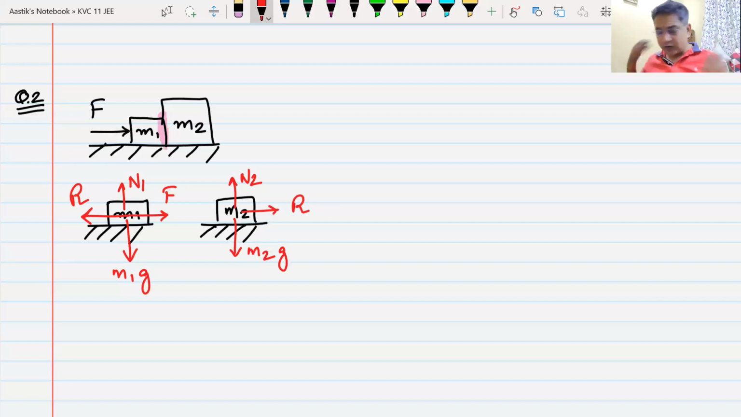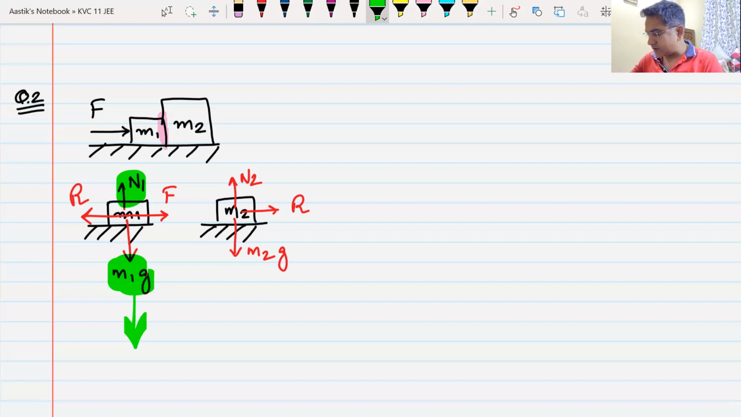Now let us make the equations. Let me first make the green equation. Is this block going to move up and down? No, it is not going to move up and down. So from this, you will get one green equation. This green equation would be N1 equals M1G. We don't require it now, but after some time we would require it.